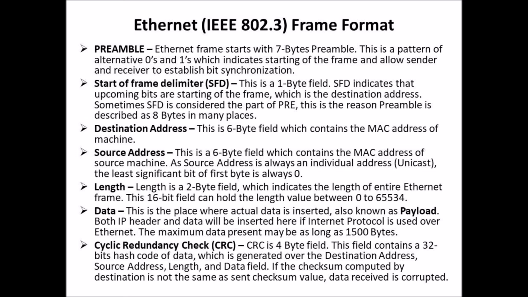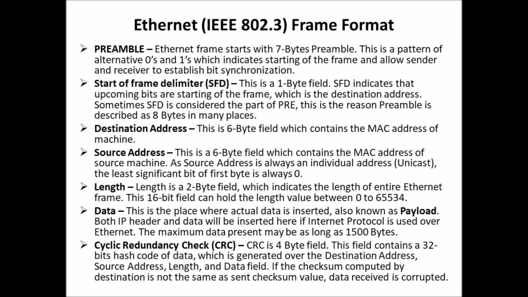Sixth one, data. This is the place where actual data is inserted, also known as payload. Both IP header and data will be inserted here if Internet protocol is used over Ethernet. The maximum data present may be as long as 1500 bytes.